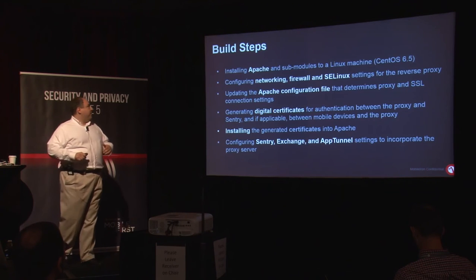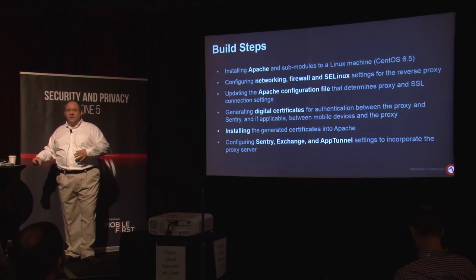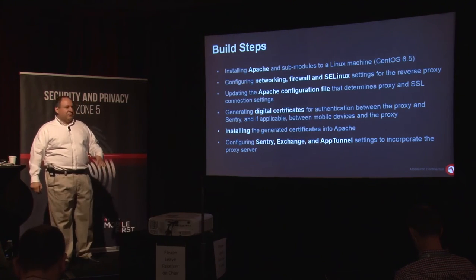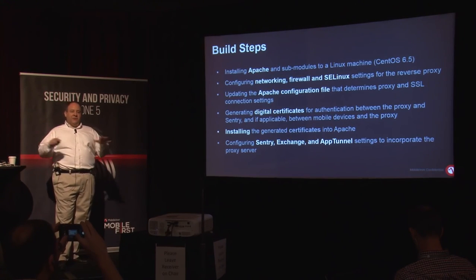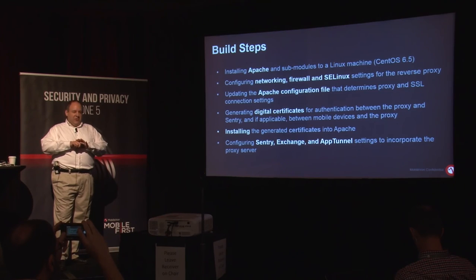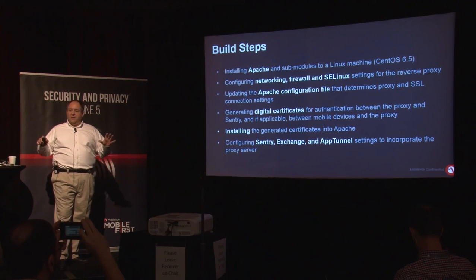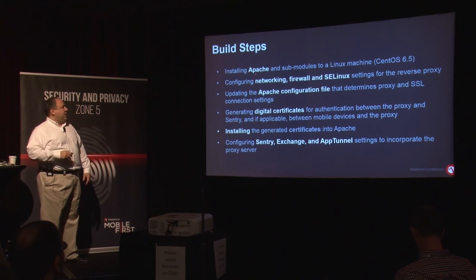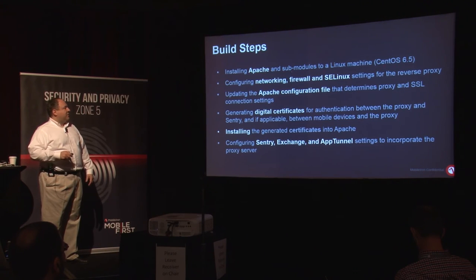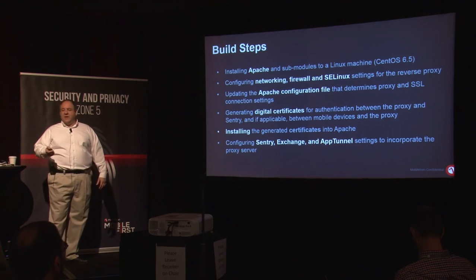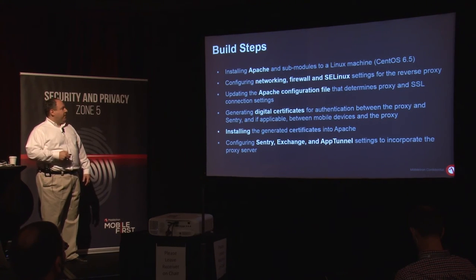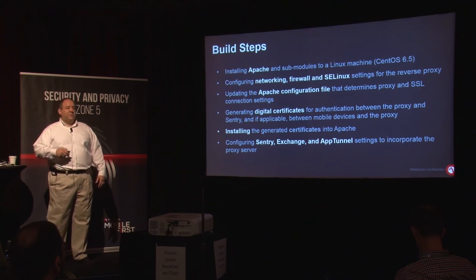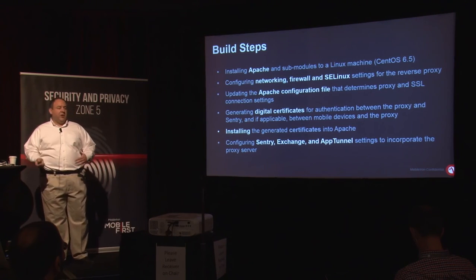Here are the build steps. I oversimplified it in this. It's 6 bullets, but there's a lot of sub-bullets. I'm just explaining at a high level so you understand the undertaking that's involved. First, you've got to build a CentOS box and install Apache with mod SSL. Kind of left that out, that's the sub-modules. Then you need to configure everything on that box for networking and firewall, as well as decide whether or not you want SELinux on or off.